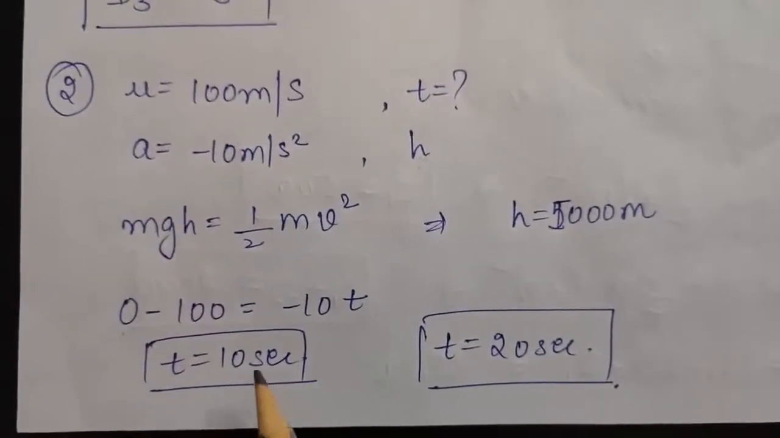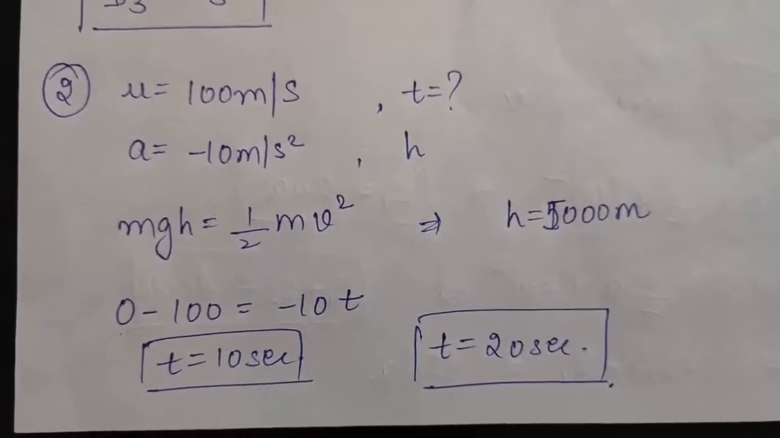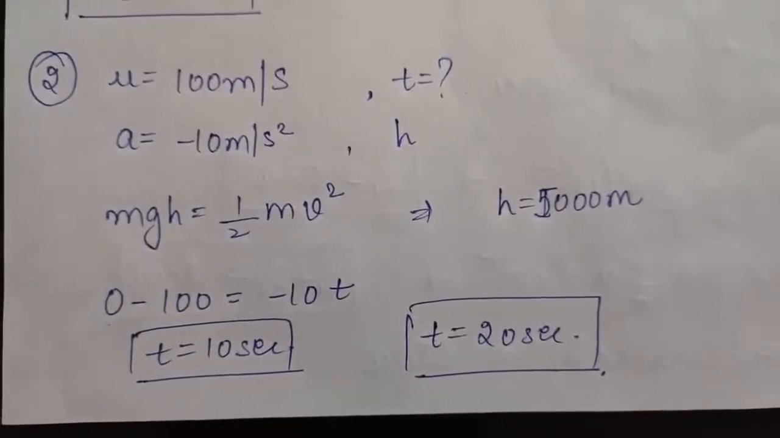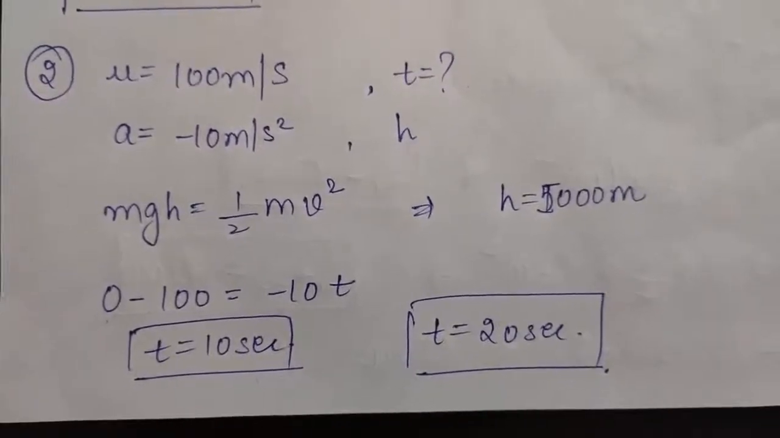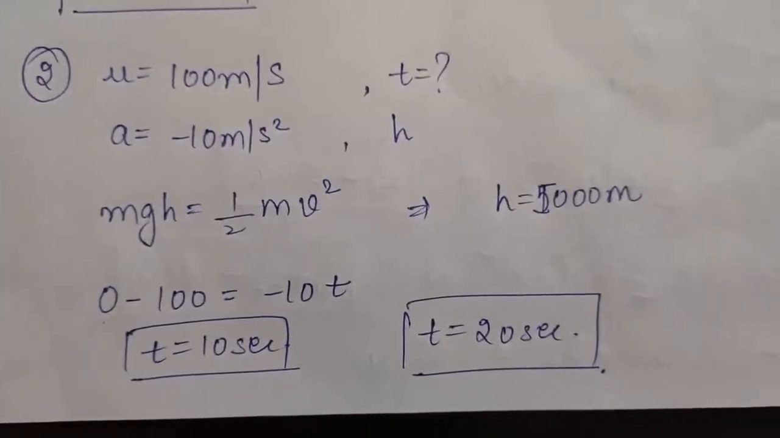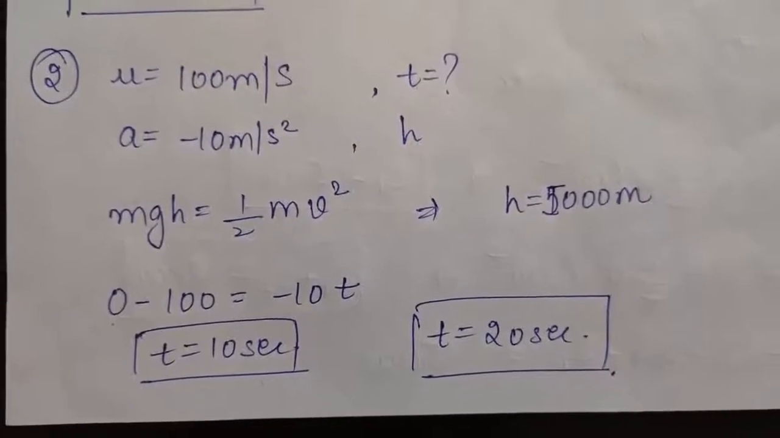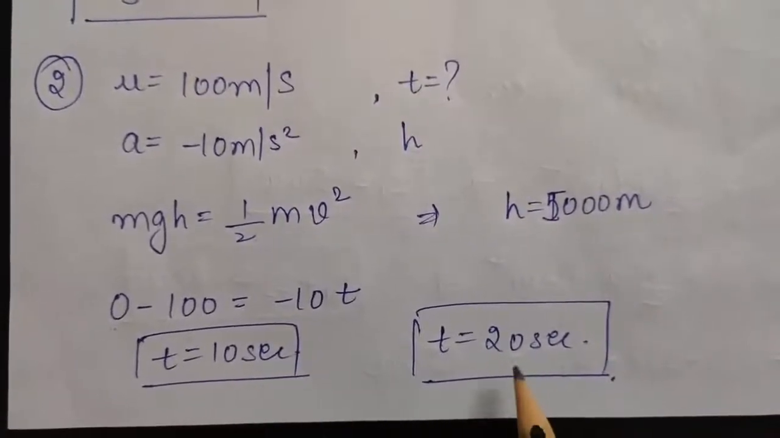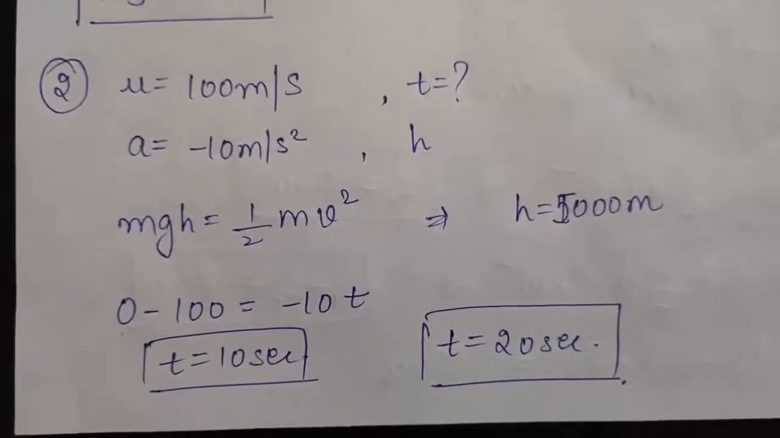But remember, this is the time which is required to go up. But in question it is asked to calculate the time in which it will strike the ground. And time of ascent is equal to time of descent. This I have already told you in your lectures. So that means total time to strike the ground will be double of this, that is 20 seconds.